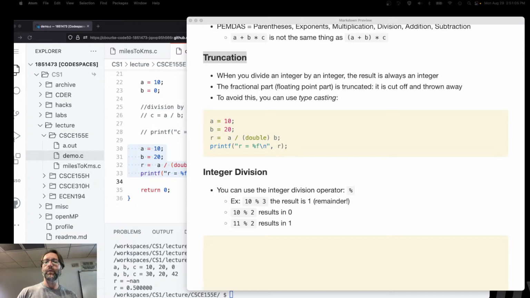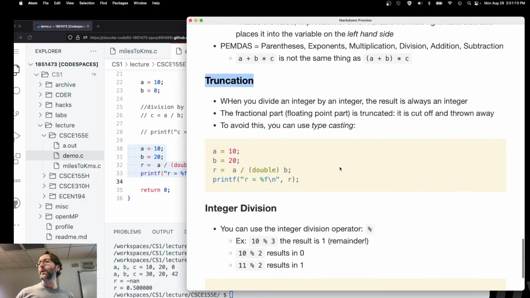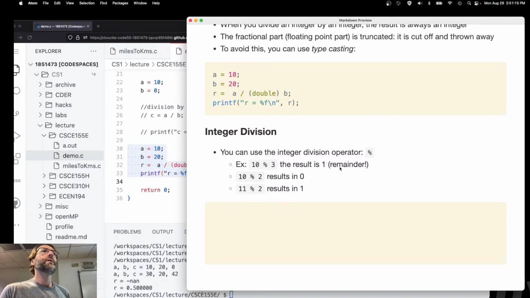Results in 1. Why? It goes into it 5 times with a remainder of 1. What does that tell you about the usefulness of this operator? What can it tell you if you divide by 2? If it's even or odd. If it's even, the remainder will be 0. If it's odd, the remainder will be 1, and you can check for that when we get to conditionals starting Wednesday maybe. Right?